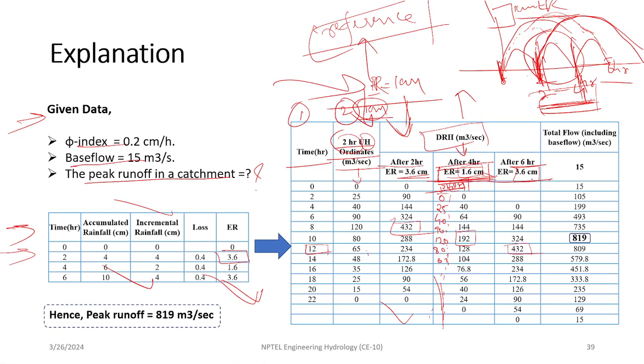Now at the end, in the last column, just add up these 3 columns, 1, 2 and 3, and don't forget to add 15. 15 was our base flow. If you want to figure out the total storm hydrograph, then you have to add base flow. It is mandatory.